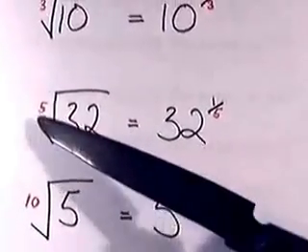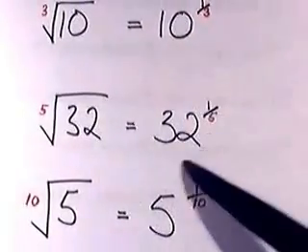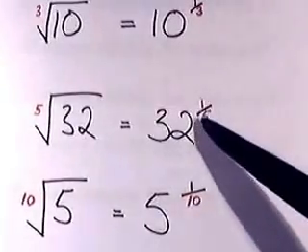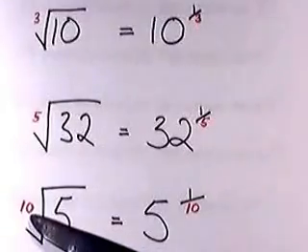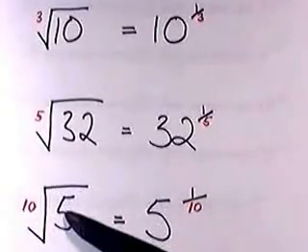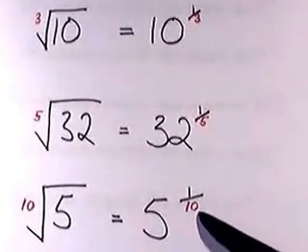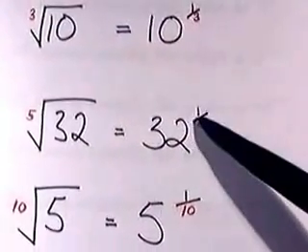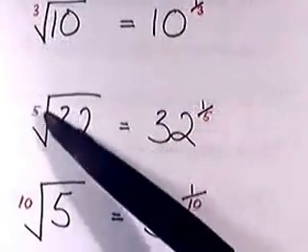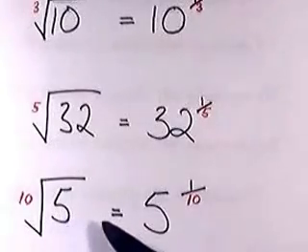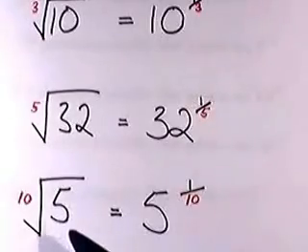Here I've written the 5th root of 32. That's written as 32 to the power of 1/5. Here, just for fun, I've written down the 10th root of 5. Another way of writing that is 5 to the power of 1/10. These fractional powers are another way of writing these roots like that. Okay? It's very, very important, and it's a very simple idea.